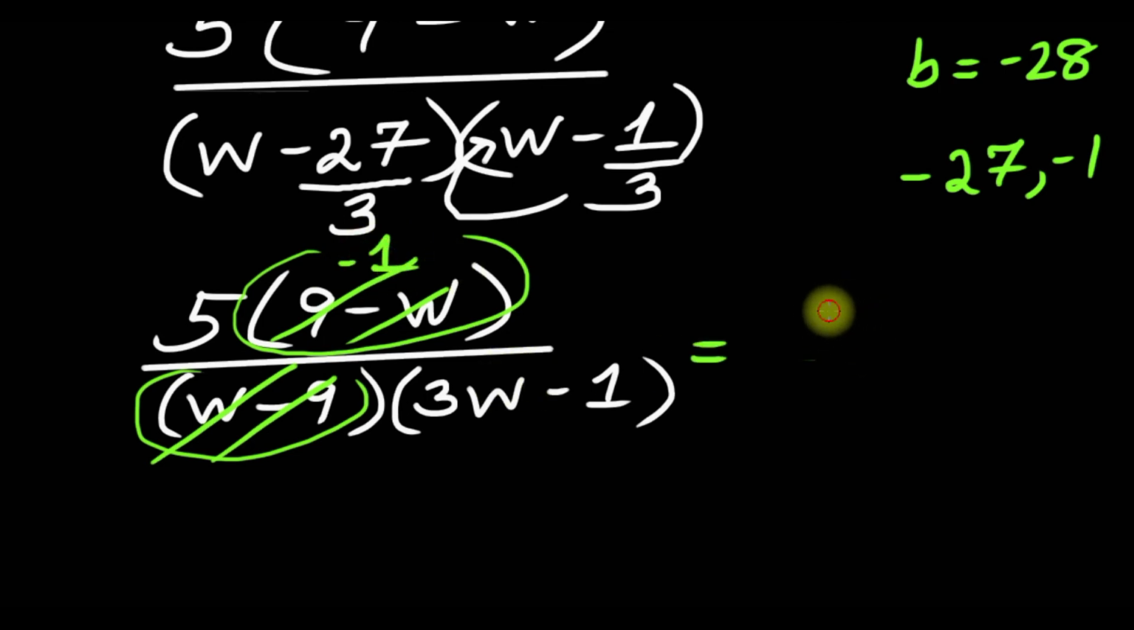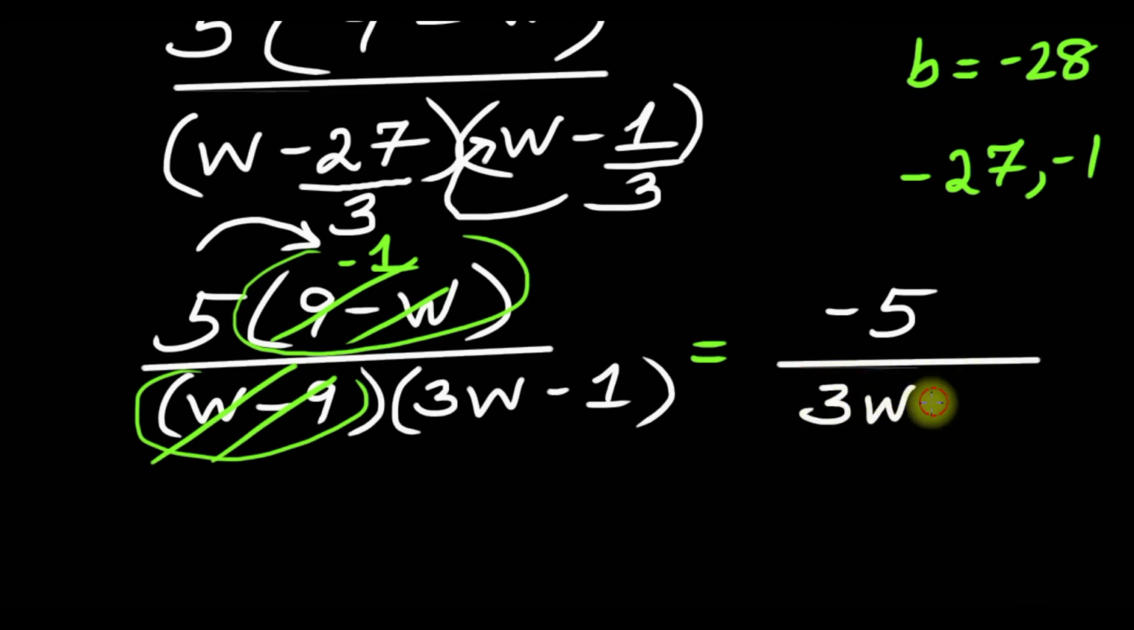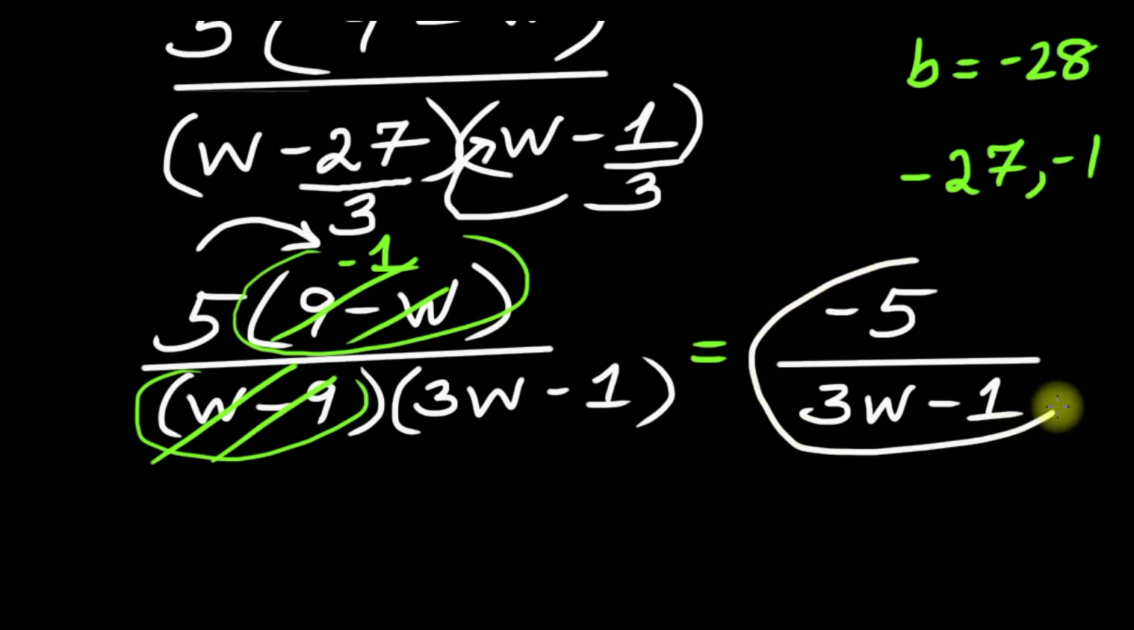Okay, and then you're left with just negative 5 up top because 5 times negative 1 is negative 5. And then your denominator is going to be 3W minus 1. Okay, so with this, there is nothing else you can do. So this would be your final answer.